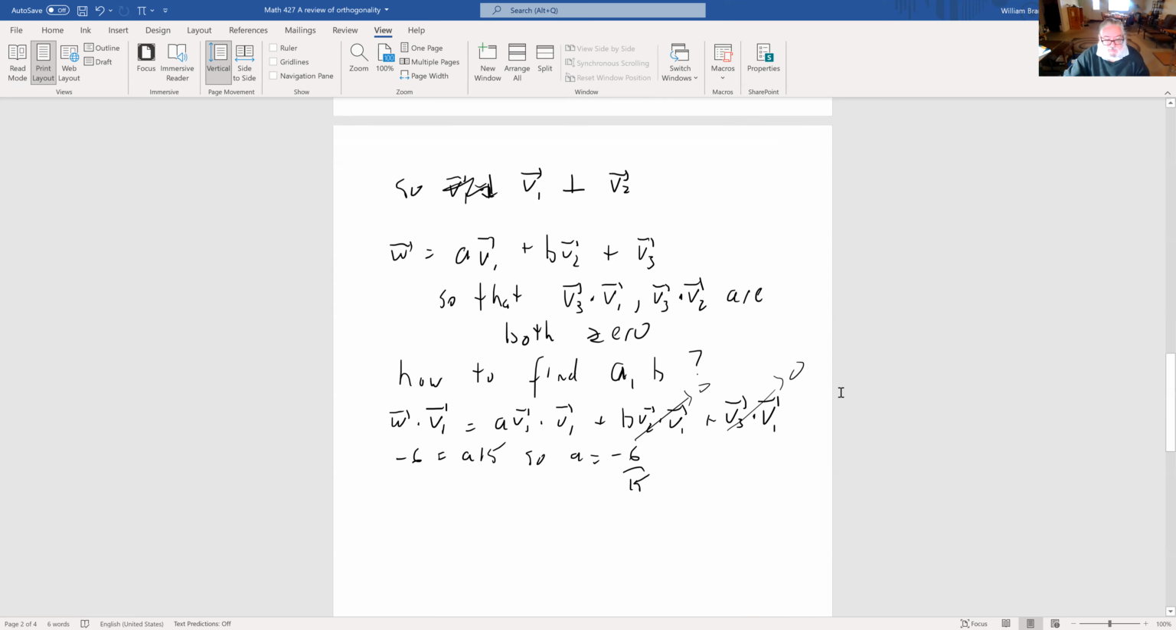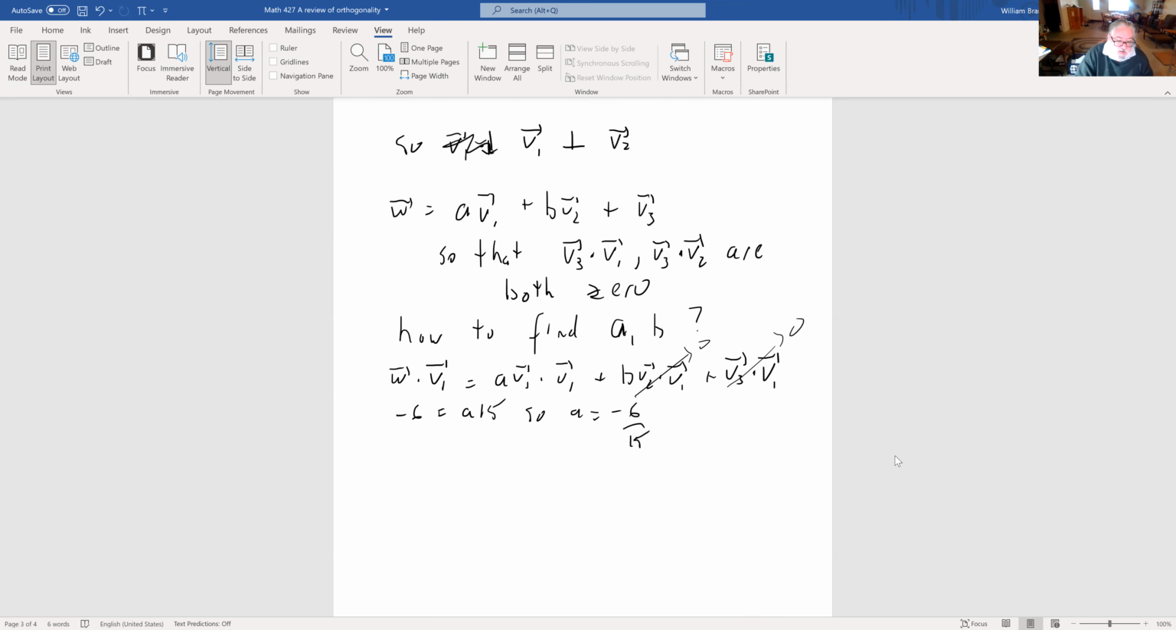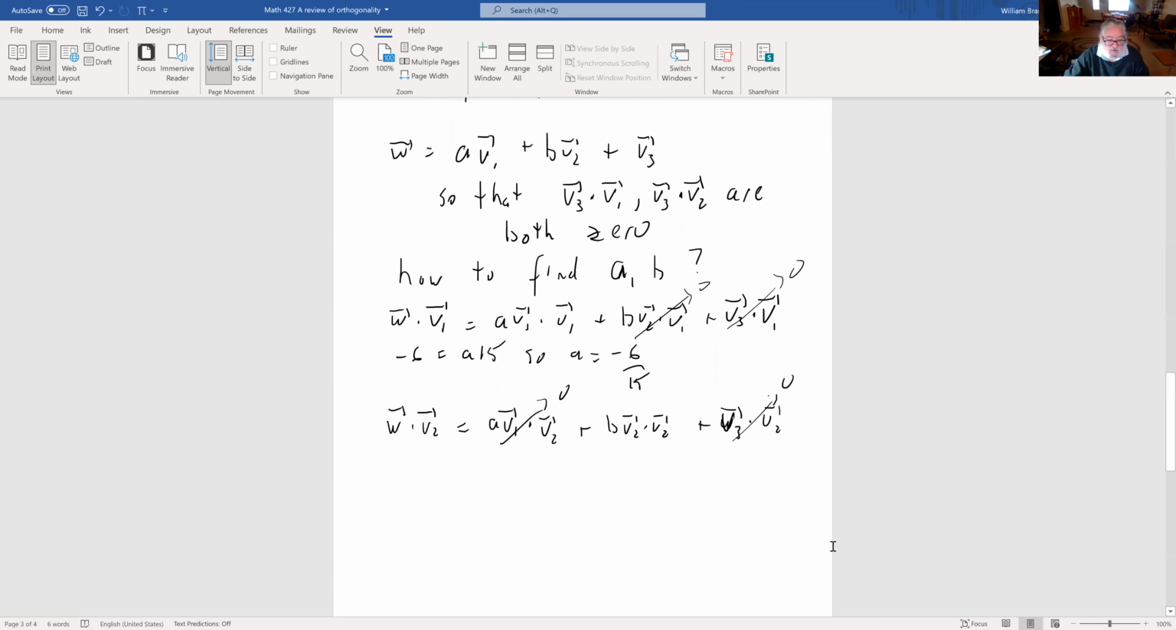So A is minus 6 over 15. W dot V2 now equals A V1 dot V2 plus B V2 dot V2 plus whatever this third vector is, dot V2. But that's perpendicular. So what do we end up with? We end up with another equation.